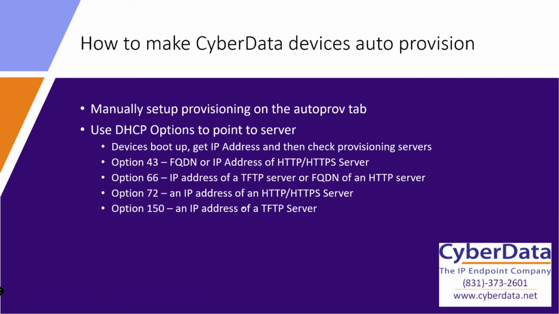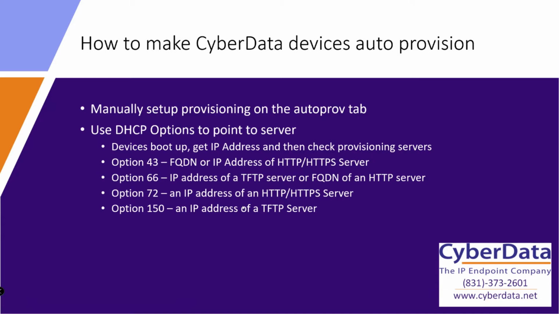And then finally, for option 150, that points to the IP address of a TFTP server. So that's very easy to use if you're just doing something local. That's commonly what I would use when I was doing Autoprov to go and set up a lot of our stuff for our trade show setups. I would use option 150 to just go and point to the TFTP server on my laptop that I was running it on to download all the different files.